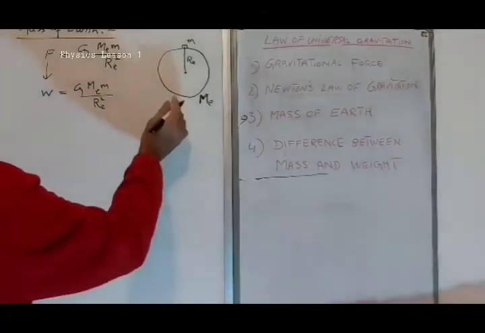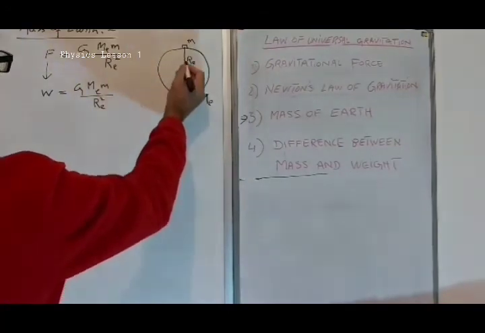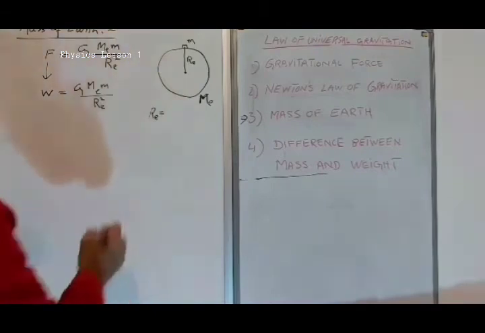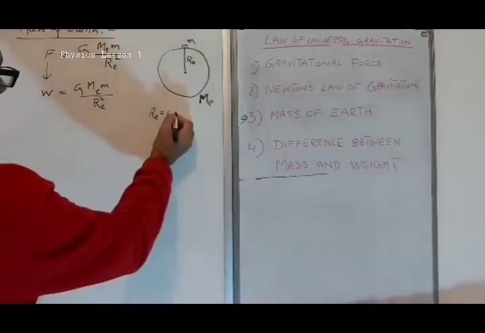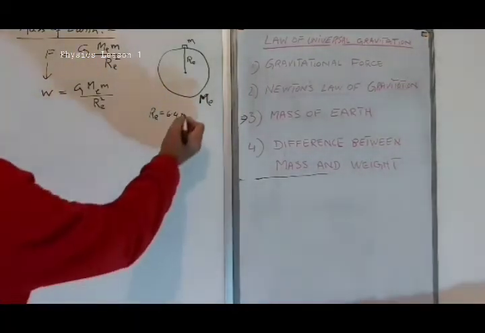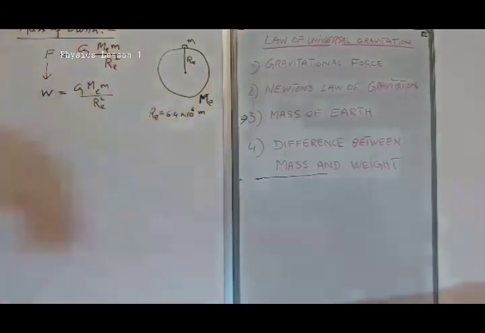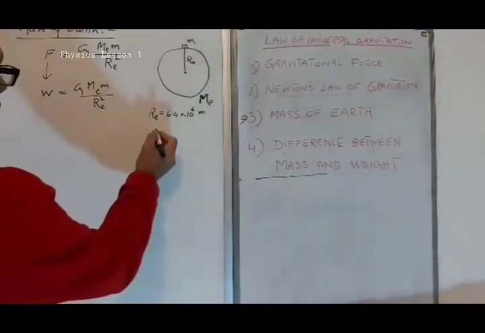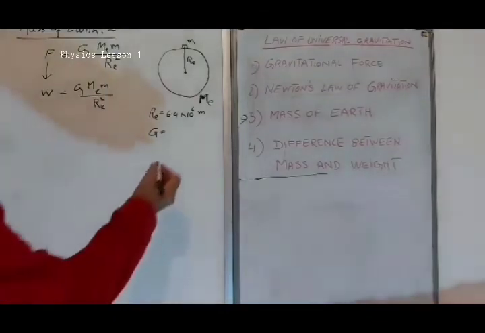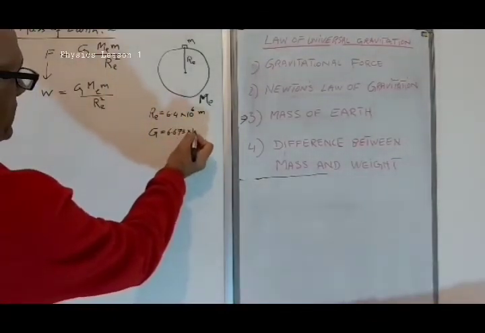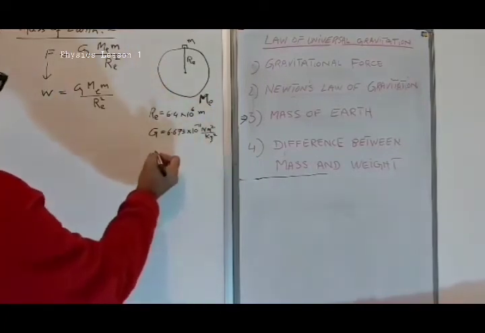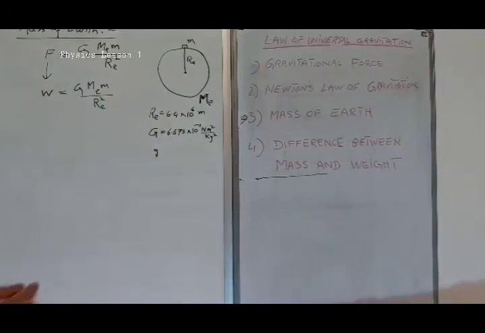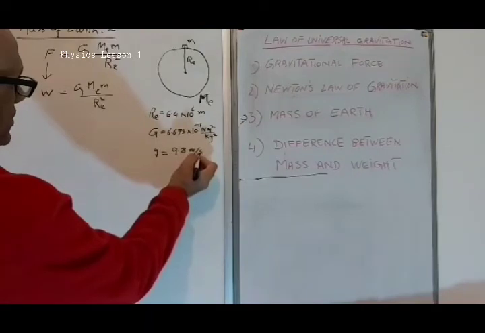Let me write down the constant values which we already know. For instance, RE, the radius of the Earth, we already know is 6.4 into 10 raised to the power 6 meters. And we just calculated the universal gravitational constant, 6.673 into 10 raised to the power minus 11 newton meter square upon kilogram square. And we know the gravitational constant on the surface of the Earth is 9.8 meter per second square.